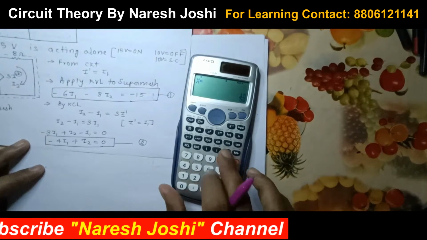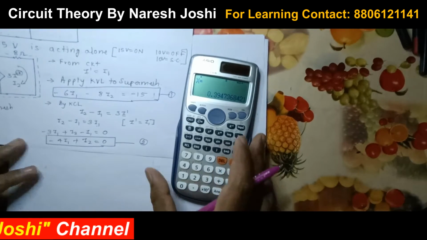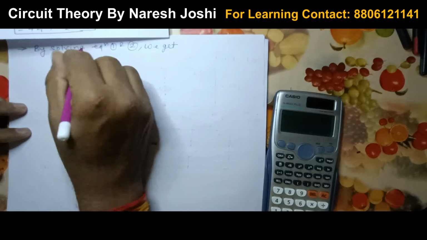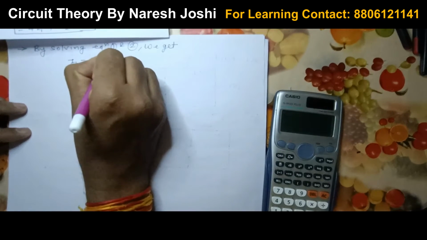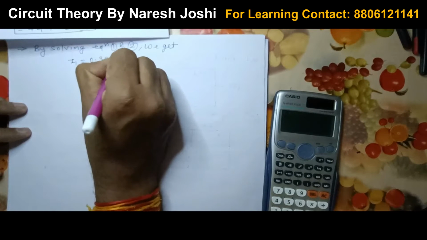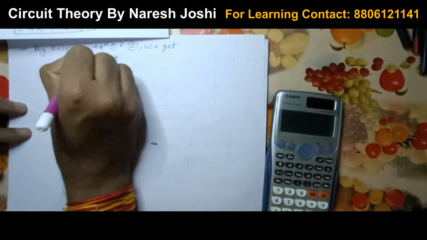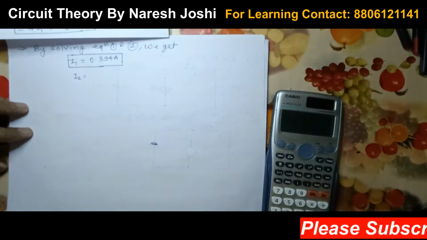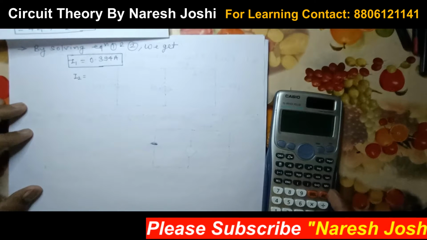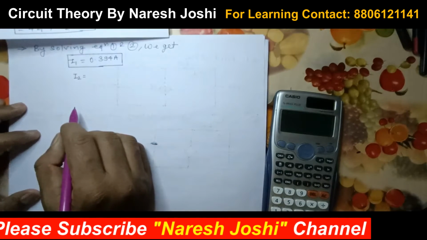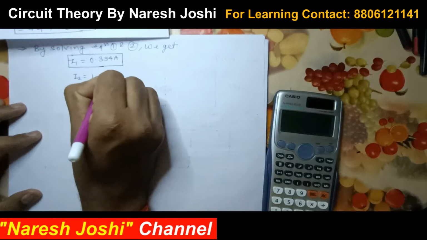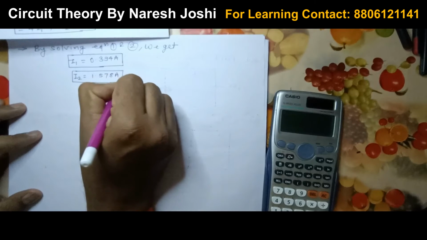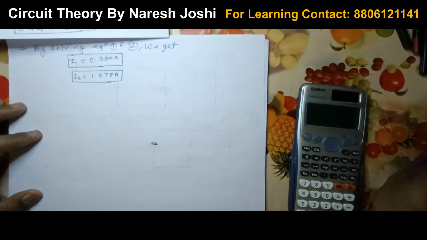So the first answer is 0.394. This is the value of I1, so we can directly write that the value of I1 is equal to 0.394 ampere. This is the first answer. And the second answer, this is I2, is 1.578 ampere. So this is the value of I1 and I2 when 15 volt is working.